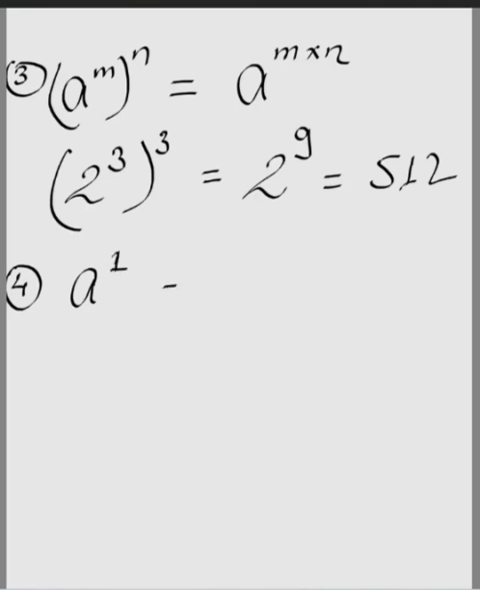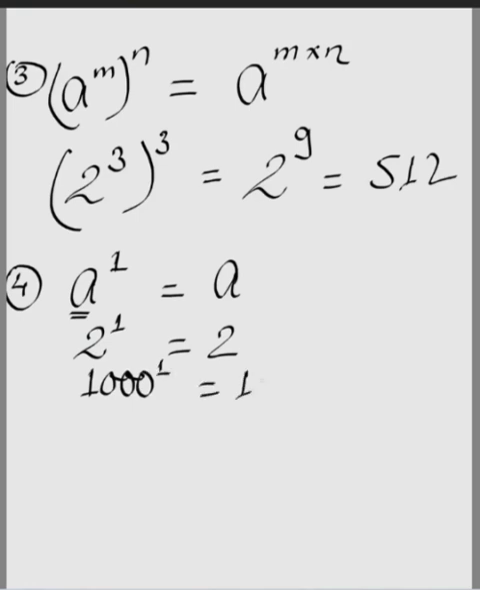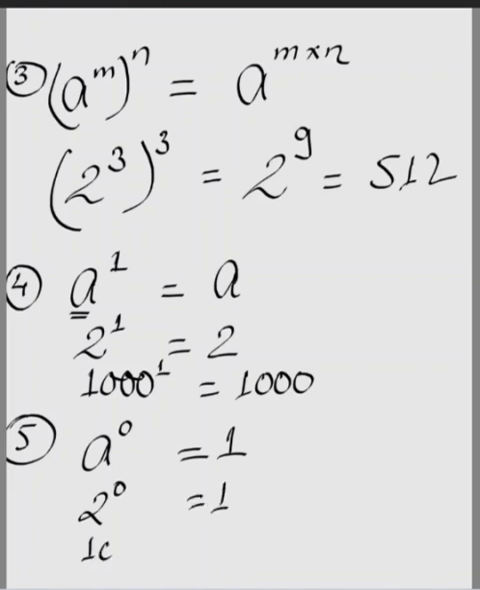The next formula is a power 1. If the power of the base is 1, then it's always the same as the base. If you write 2 power 1, this is 2. If you write 1000 power 1, then this is 1000. This is so simple. Now a power 0. If anything has power 0, then that is 1. 2 power 0 is also 1. 1000 power 0 is also 1.